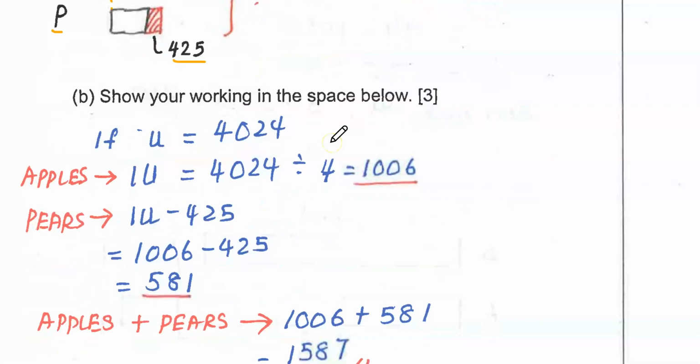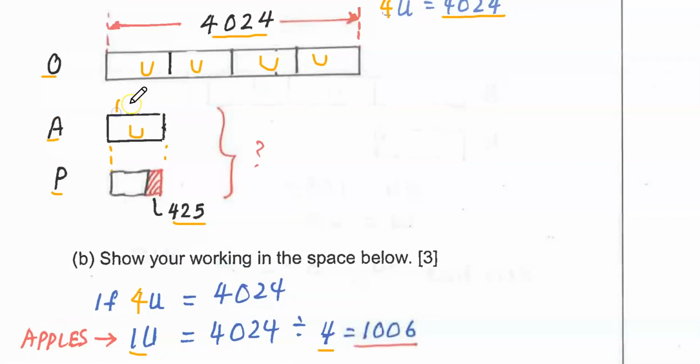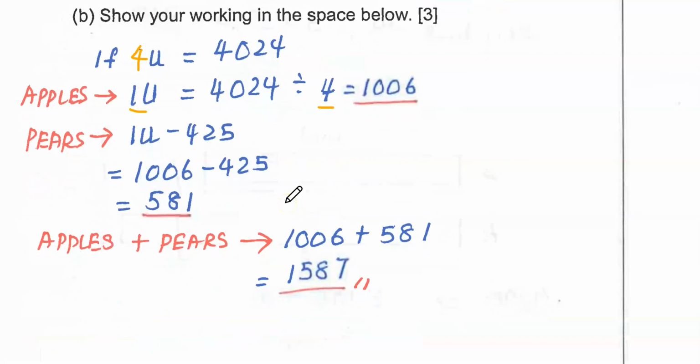So first of all, 4U is this, find 1U. Alright, 1U is 4024 divided by 4, which is 1006. It means this part is 1006. So I have 1006, I take away 425. I take away 425 is 581.